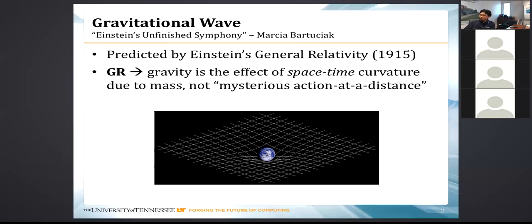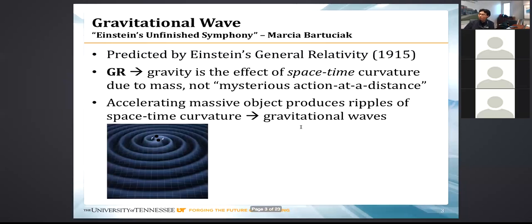In the Newtonian world, gravity is a mysterious action at a distance, but in the Einsteinian world, gravity is the effect of space-time curvature. So the consequence is that an accelerating massive object produces ripples of space-time curvature, and this in effect produces what we call gravitational waves.